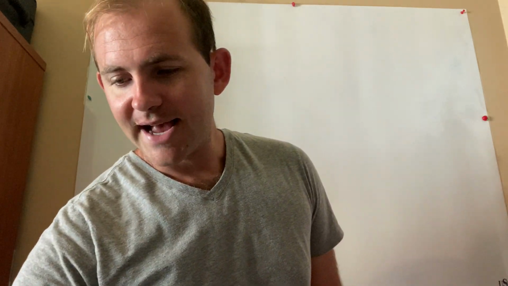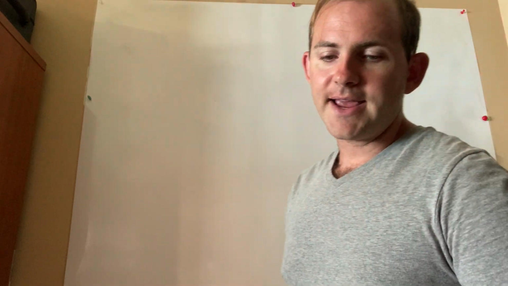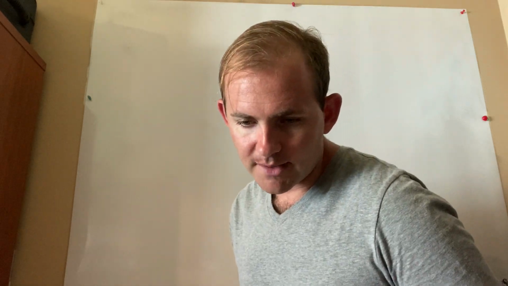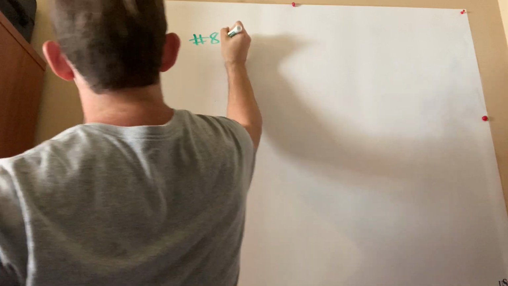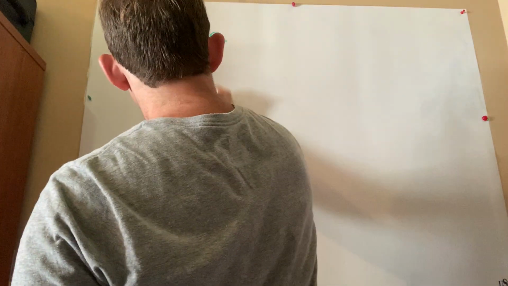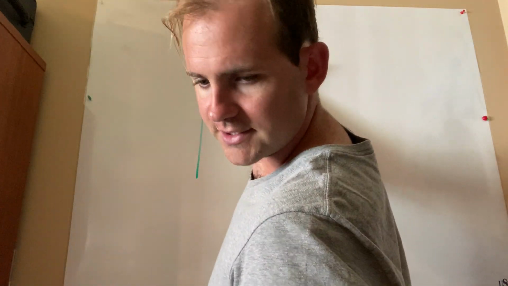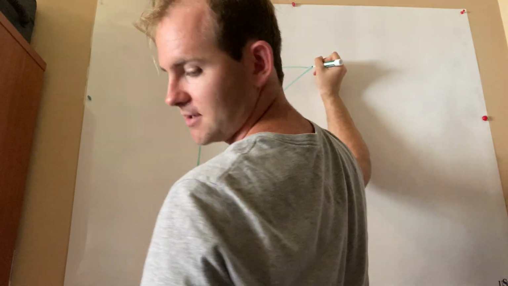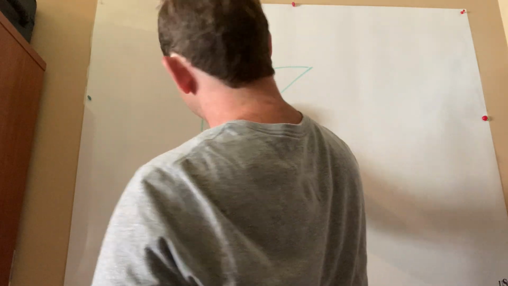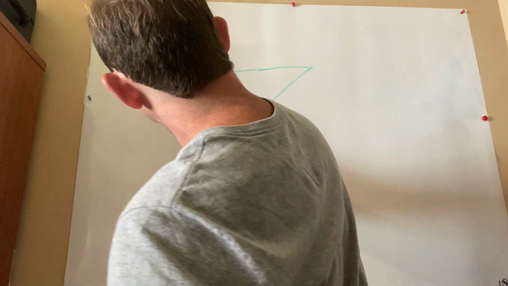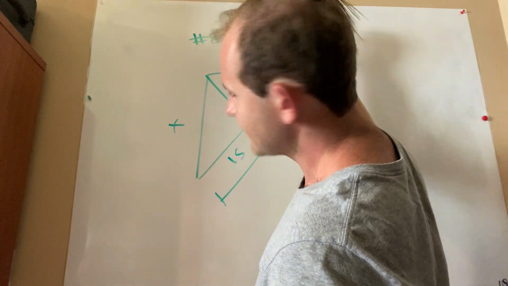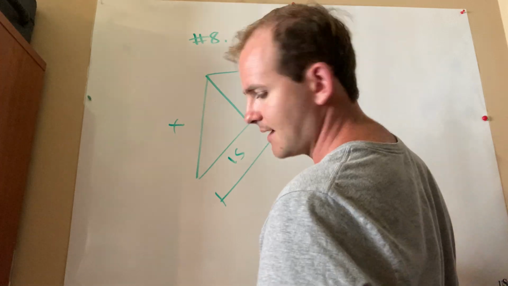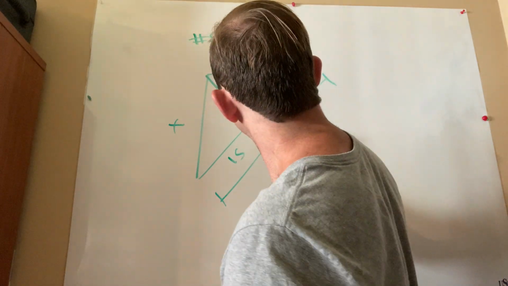Let's take a look exactly at what we mean here, all right? And let's start with example number 8. So they give me right here, am I drawing this right? I hope so. All right, x, 15, 36, and the whole thing is 39.